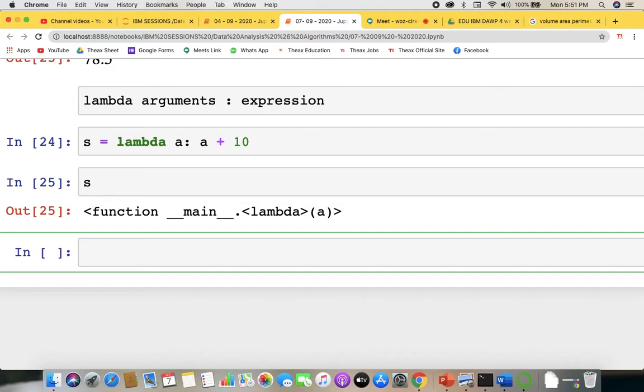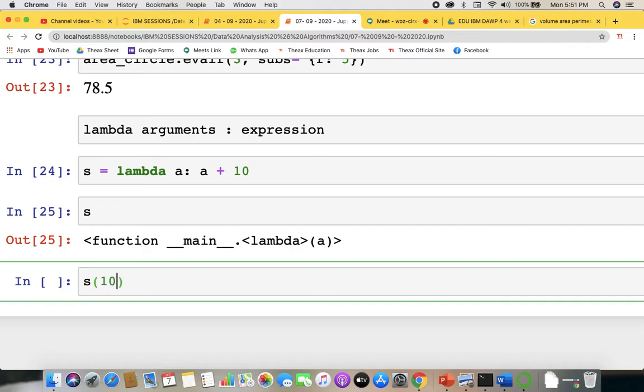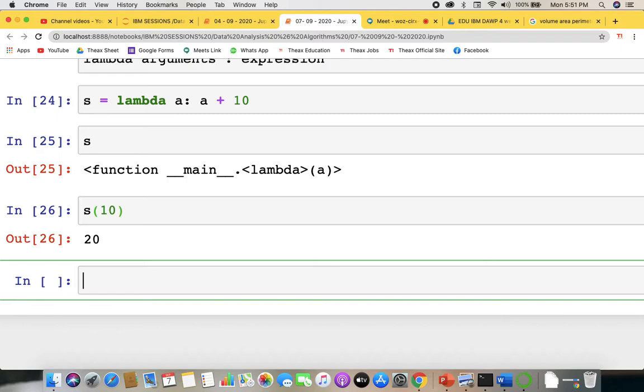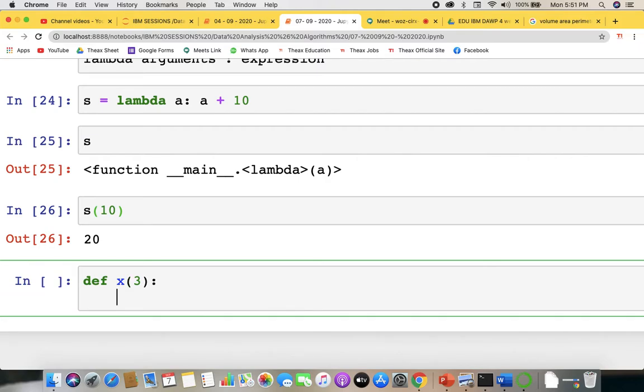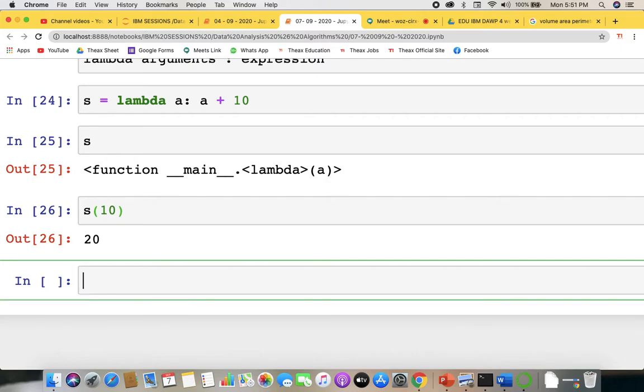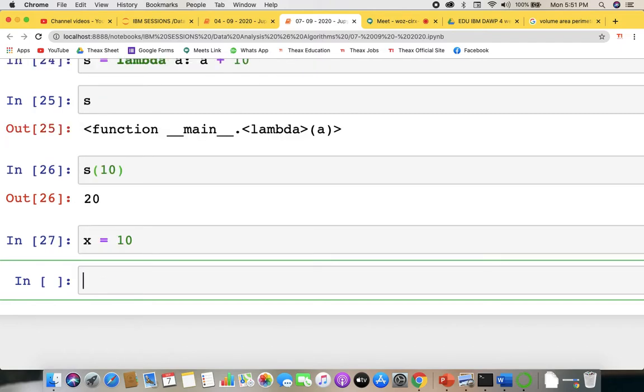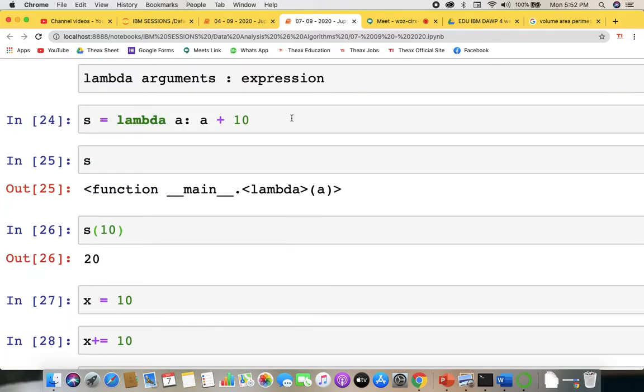What is s? A function. So if I say s of 10, what am I going to get? I'm going to get 20. It's basically like writing a function with any parameter, say x is equal to 10. So the only thing you are doing is adding 10 to the previous value, and you get the values of x respectively. Here you are writing it as s.